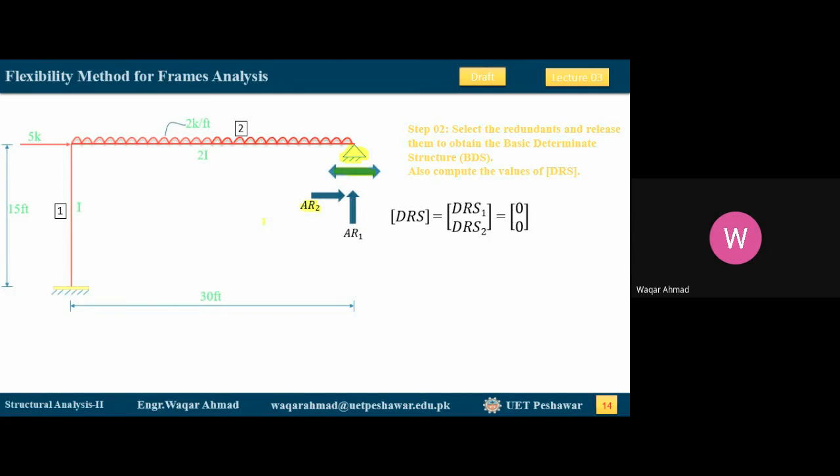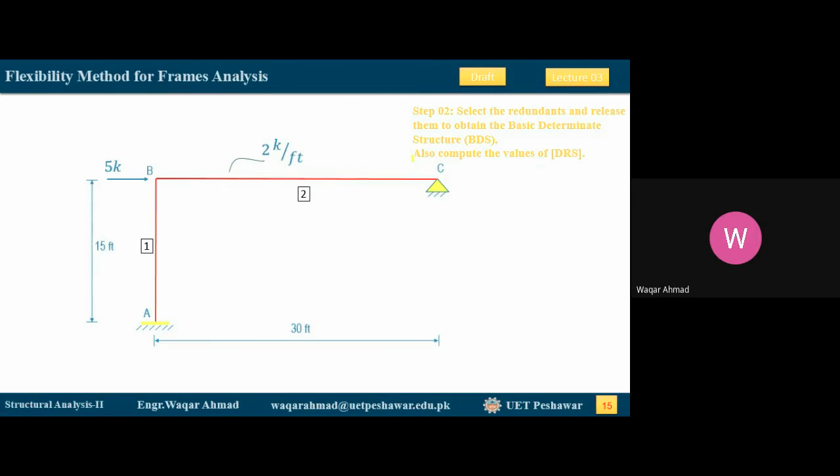Okay, now this was step number 2, but we are left with only one thing, and that is to finally obtain our basic determinate structure, our BDS. So what will be our BDS? Now let's see that. This was the given structure. What we do now is remove the external load. We have removed the external load, both this 2 kip per foot and also the 5 kip point load. And we also release this support. You have seen this. So now this becomes our basic determinate structure.